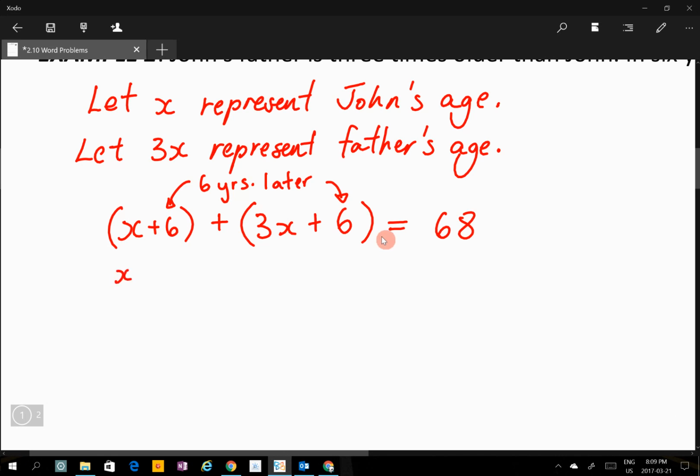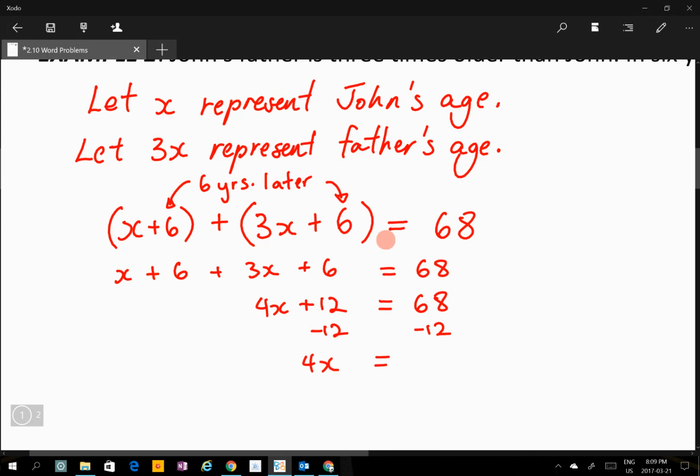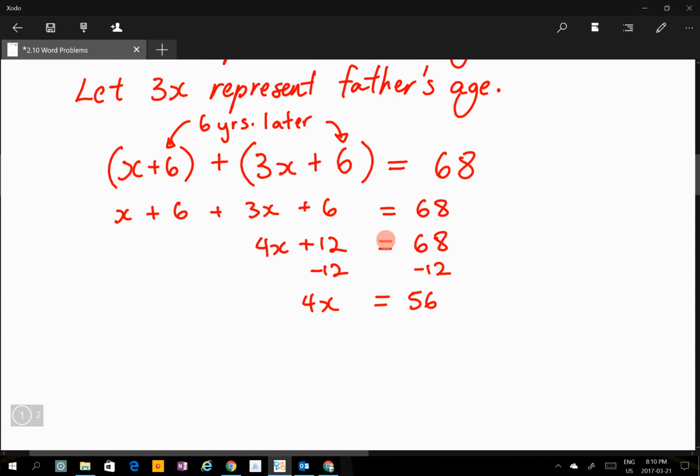Okay, so if I remove the brackets, I have x plus 6 plus 3x plus 6, and that's equal to 68. And if I collect like terms, x plus 3x is going to give me 4x, 6 plus 6 is 12, and that's equal to 68. I subtract 12 from both sides. I'm going to have 4x equals 68 minus 12 is 56, and then if I divide both sides by 4, x is going to equal 56 over 4, which is equal to 14.